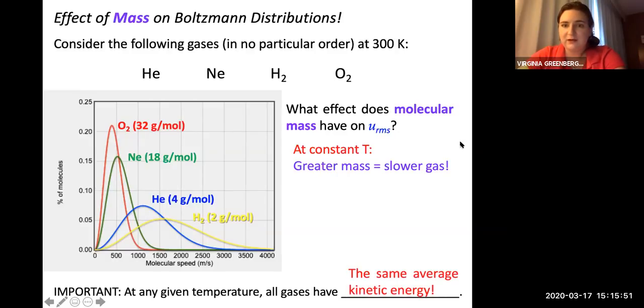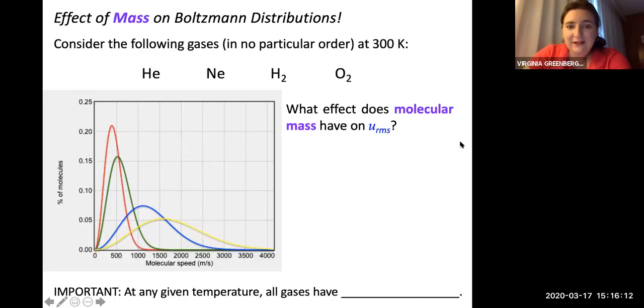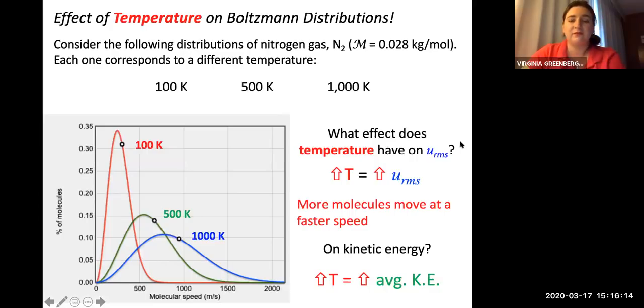But because these are all at the same temperature, they all have the same average kinetic energy. So that can be confusing because we see the hydrogen moving faster, but it's still going to have the same kinetic energy as oxygen because they're at the same temperature. So if we look back at our previous example, here they do not all have the same kinetic energy because they each have a different temperature. Okay, so that can be a little bit of a sticky point.